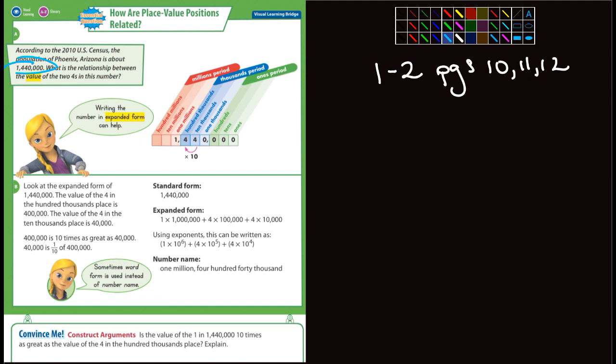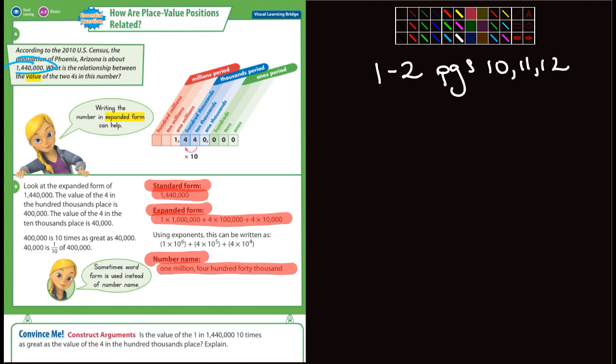So it says writing the number in expanded form can help. Let's look at each one of these here for a moment before we go any further. This right here is expanded form. It's 1 times 1,000,000 plus 4 times 100,000 plus 4 times 10,000. And that's expanded form. Standard form is just the number, okay? And then the number name is just written, 1,444,000.